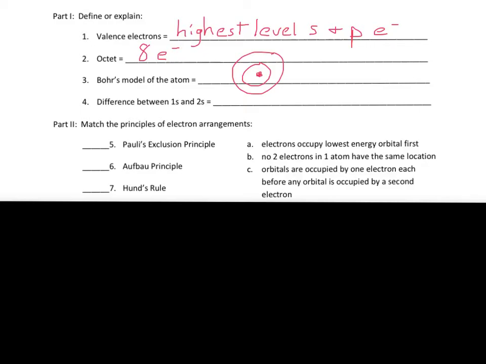The next one asks, what's the difference between 1s and 2s? This is a very simple question. It's only for you to recognize that 2s is energy level 2, where 1s would be energy level 1.